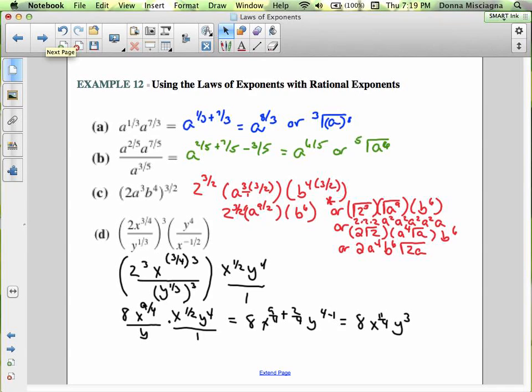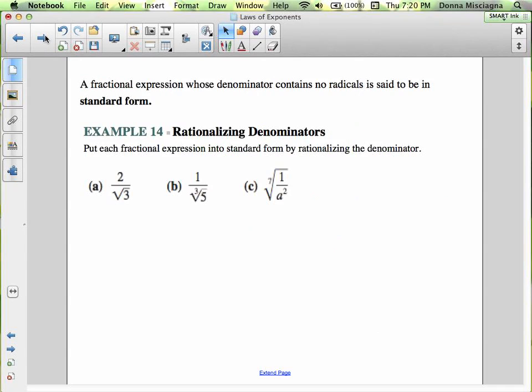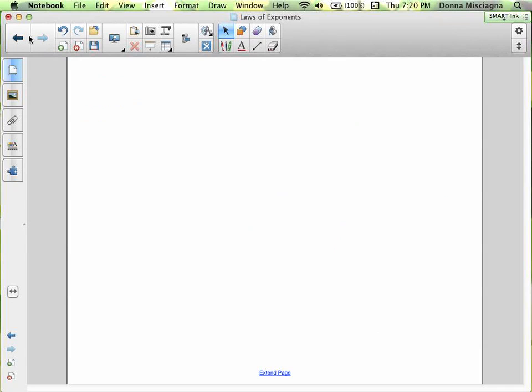All right, so a little practice there with those laws of exponents, but this time with rational exponents, because it doesn't matter what kind of exponents, the same laws will apply. And we can leave it as is, as a rational exponent, or we can rewrite it and simplify it, right? Either is fine. The only thing we don't want is negative exponents.